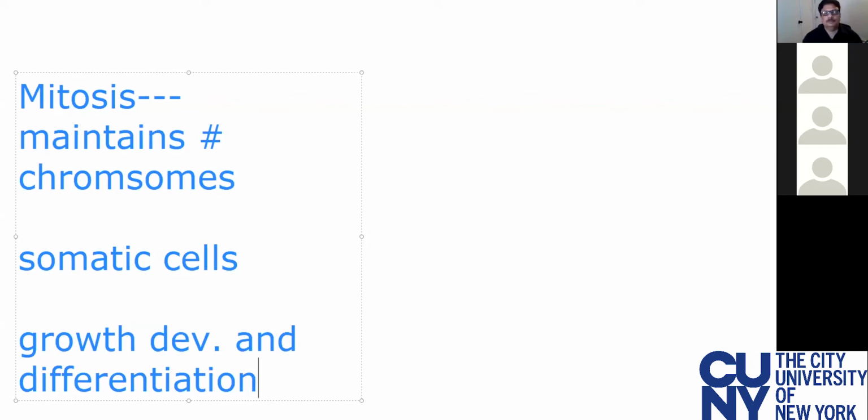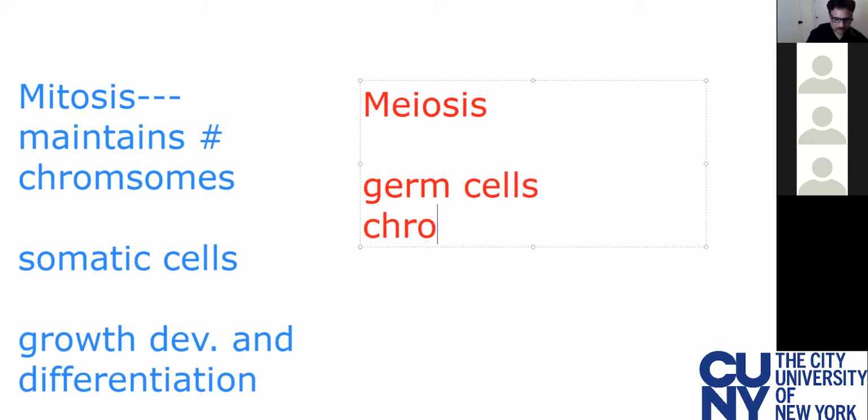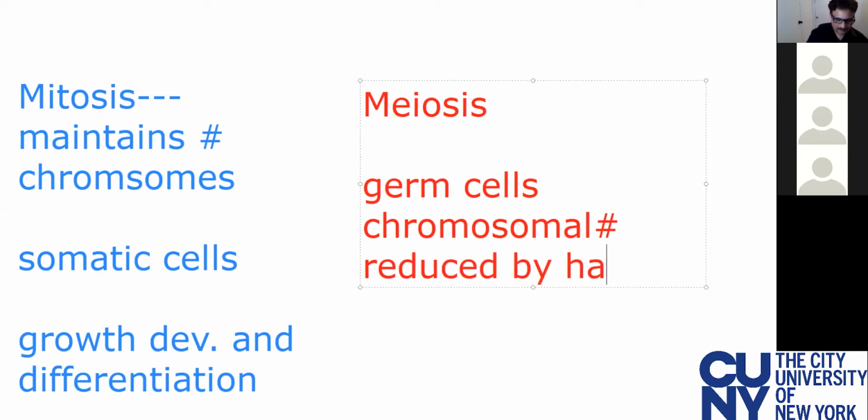Meiosis. Meiosis mainly occurs in germ cells. The chromosomal number is reduced by half, and it leads to gamete formation.